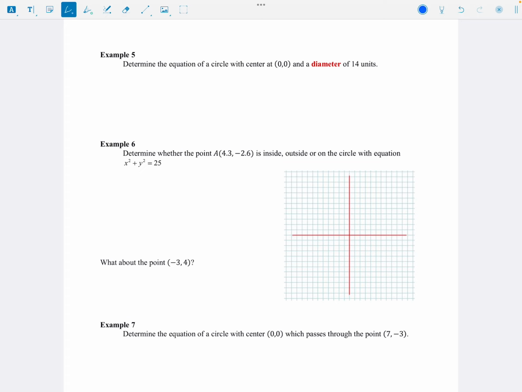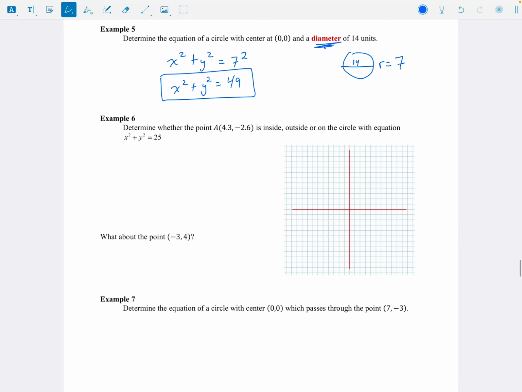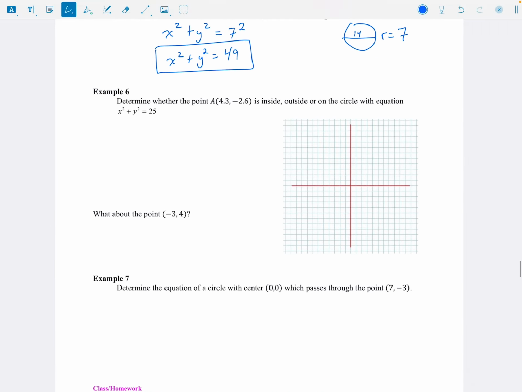Example 5. Determine the equation of a circle with a center 0, 0 and a diameter of 14 units. Well, if it's diameter, that means that when we look at the circle across, it's 14. Which means that the radius is half that amount, which is 7. So we have an equation of x squared plus y squared equals 7 squared, or x squared plus y squared equals 49. There we go. Another equation done today. All right, last couple questions here.